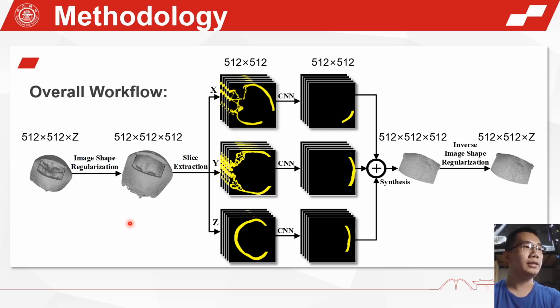Then, 2D CNN networks are used to predict the implant parts of each defective slice from different axes. After that, slice inpainting results from different axes are synthesized to form an enlarged implant. In the end, through another resizing transformation, which inverts the first step, the final implant of the defective cranium is obtained.